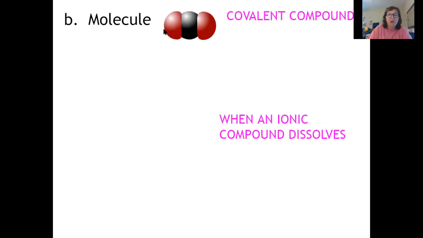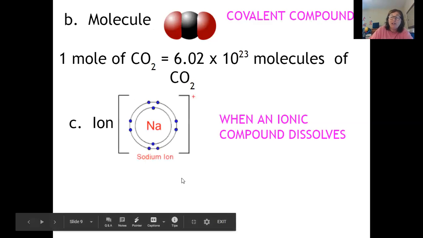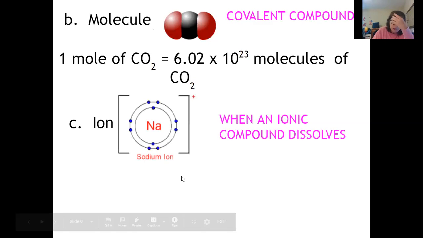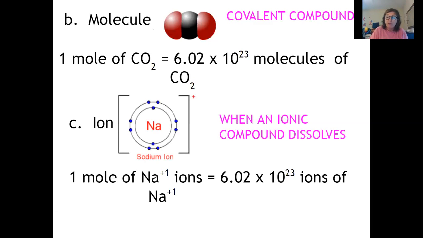If we're talking about molecules, which make up the covalent compounds, 1 mole of CO2 is really 6.02 times 10 to the 23rd molecules of CO2. Why are we using the term molecule? Because carbon dioxide is a covalent compound. Now, what if I took an ionic compound and dissolved it in water? Well, it comes apart into its different ions. So 1 mole of sodium ions is equivalent to 6.02 times 10 to the 23rd ions of sodium. It's a representative particle.